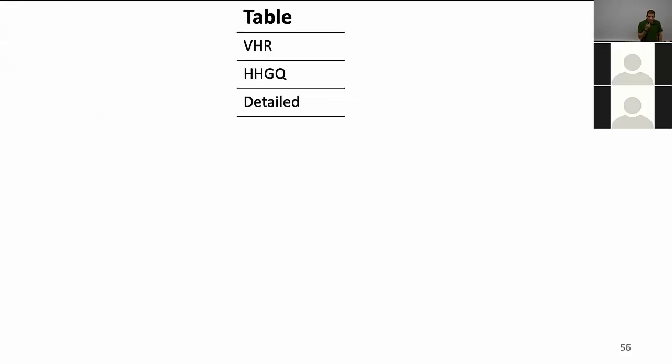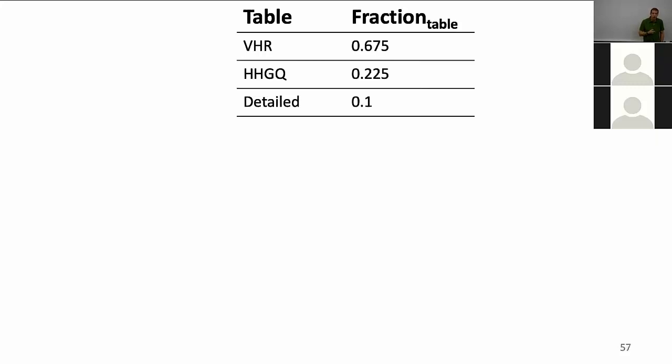For the 3 tables they chose to include in their software run, VHR is that voting age Hispanic race, HHGQ is the household group quarters, and detailed is that 192 cell table. They allocated the fractions as 0.675 to VHR, 0.225 to HHGQ, and 0.1 to detailed. There's no theoretical justification for this allocation. They just decided this is how we're going to allocate the privacy loss budget to each of these tables and geographic levels.